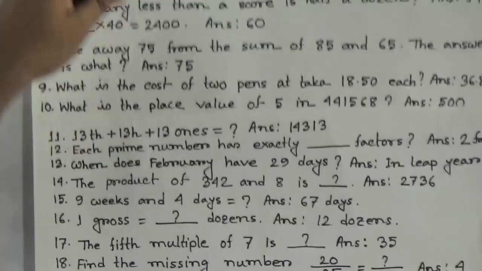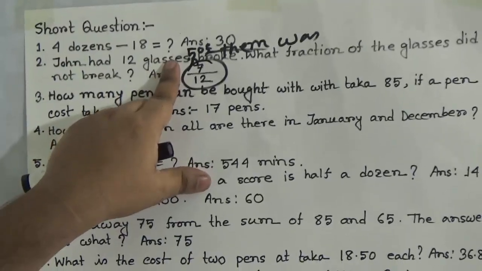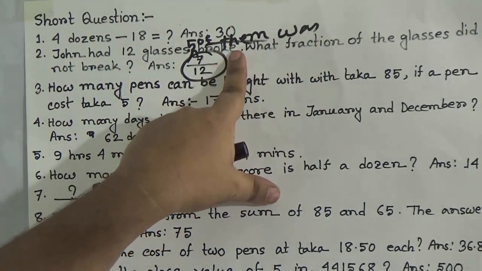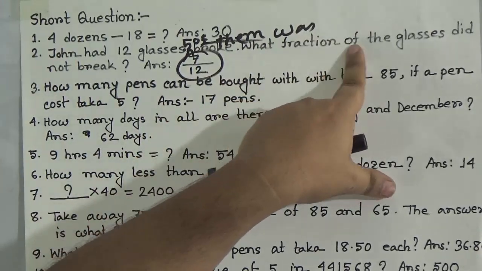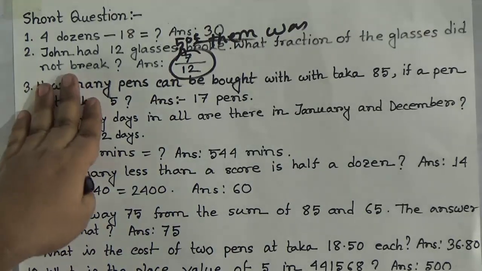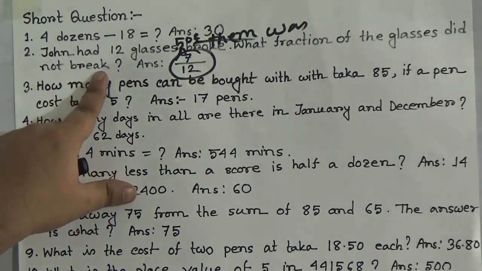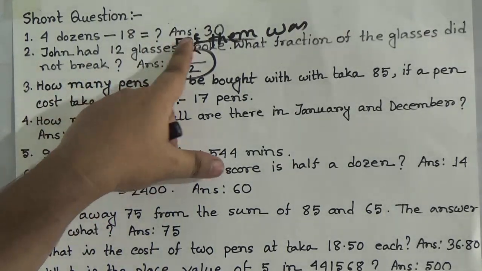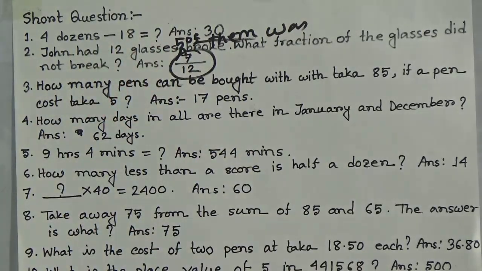I repeat this question again. John had 12 glasses. 5 of them are broken. What fraction of the glasses did not break? At first we find out the number of glasses which did not break. We subtract this 5 from 12 and we get 7. Now we find out the fraction. Here the number of glasses which did not break is 7, which is the numerator, and the total number of glasses will be the denominator. That means 7 by 12.